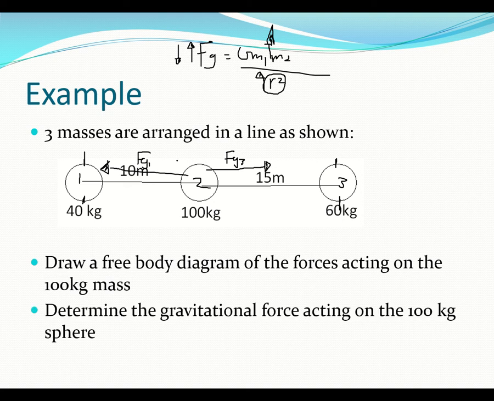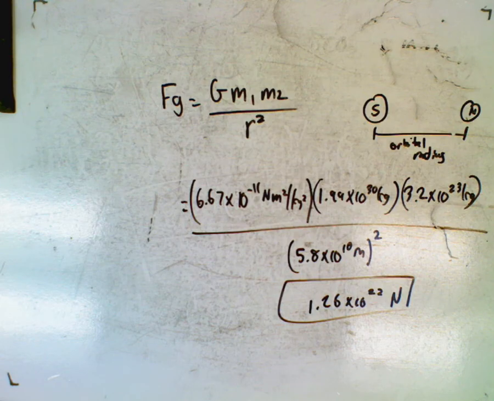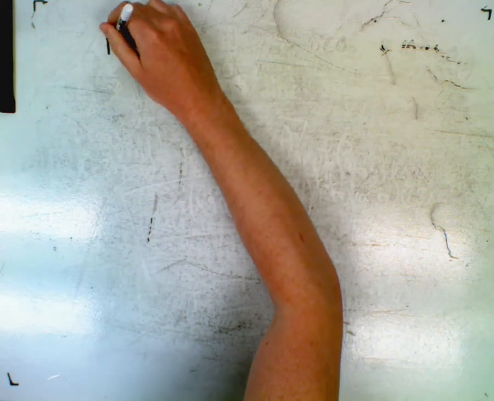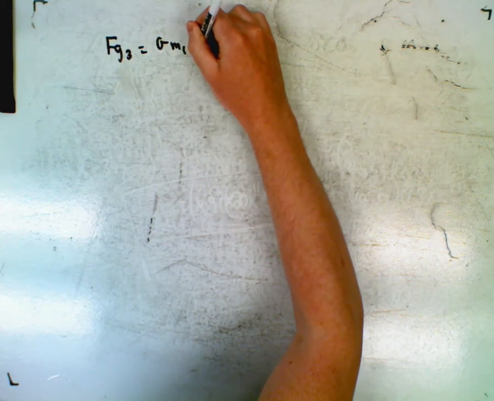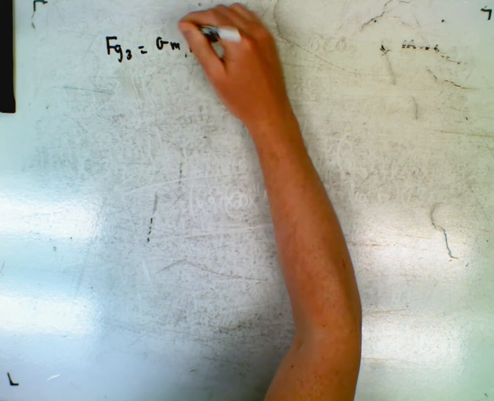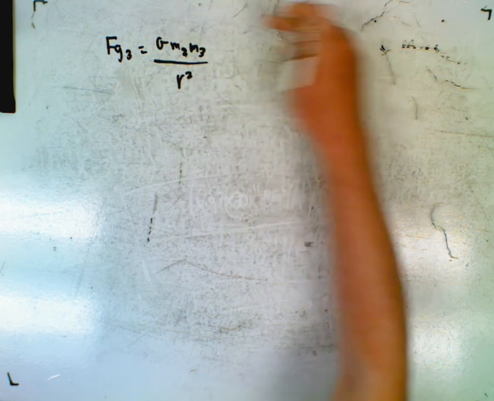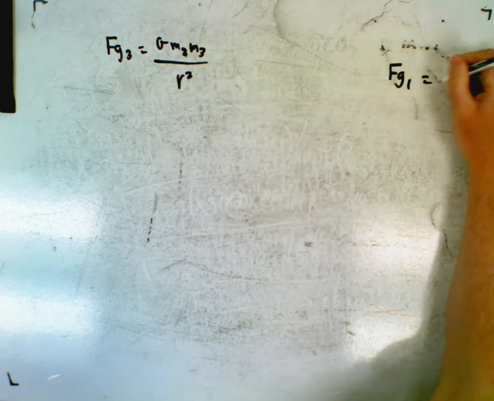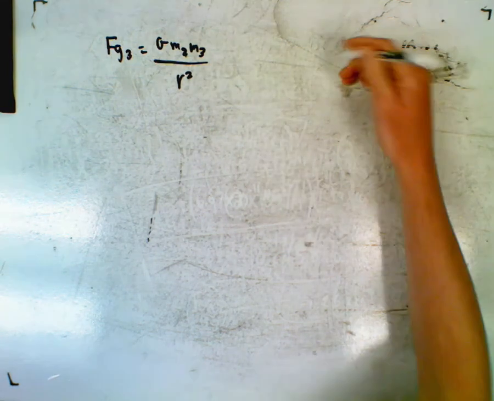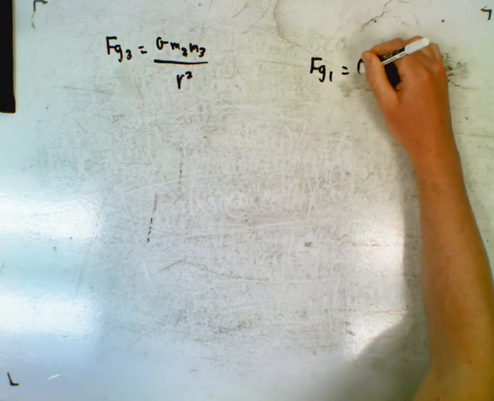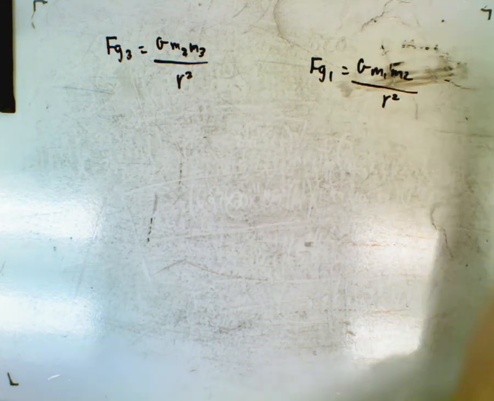Okay, so let's determine the gravitational forces acting on the 100 kilogram sphere. So we need to do this as 2 separate equations. We can't do this as one. So we need to find Fg3 and we need to find Fg1 separately. So Fg3, let's actually call this 2 and 3 over r squared. That's how we're gonna use the 100 kilogram mass in mass 3, and then to find Fg1, we're gonna use mass 1 and mass 2 all over r squared.